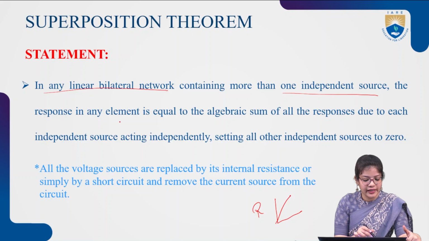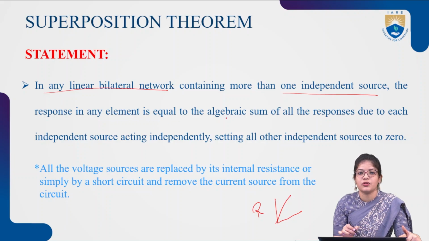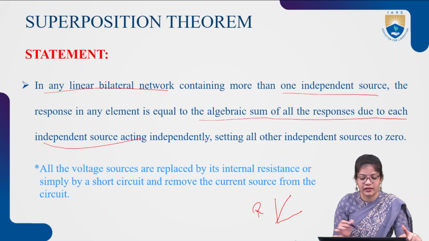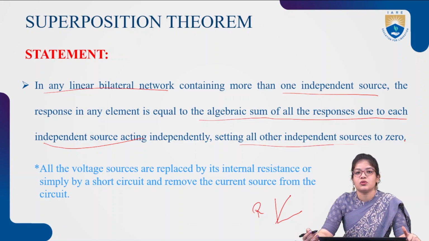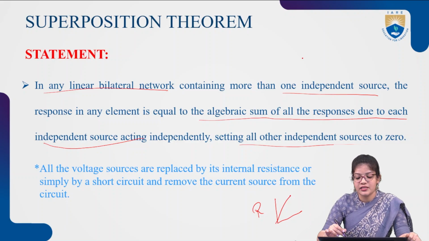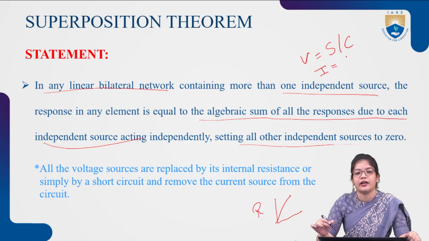The response in any element is equal to the algebraic sum of all responses due to each independent source acting independently, setting all the other independent sources to zero. Setting all the independent sources to zero means that if it is a voltage source, it should be short circuited, and if it is a current source, then it should be open circuited.